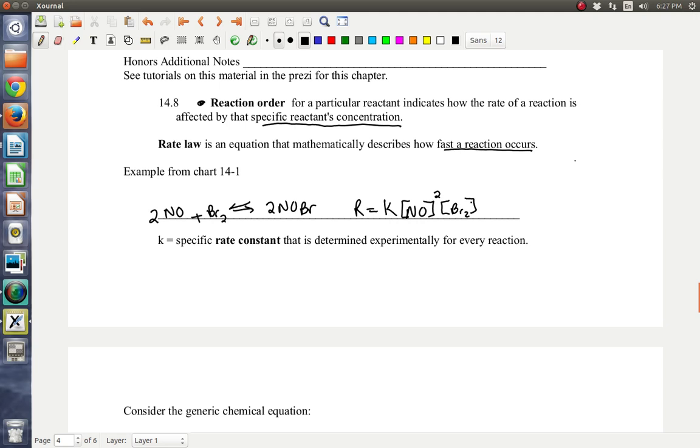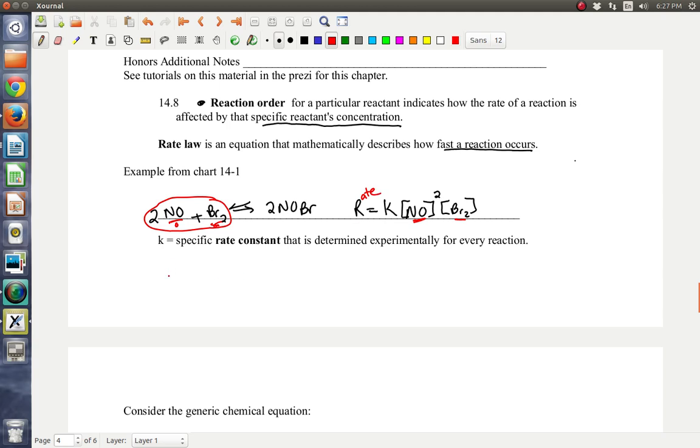Alright, what I want you to notice about this is a couple of things. First of all, you have NO and Br2. That is the reactants only. So the rate law deals only with the reactants. And so if I add nitrogen monoxide or bromine, how is it going to affect the rate? The R is the rate. Okay? The K is a constant.